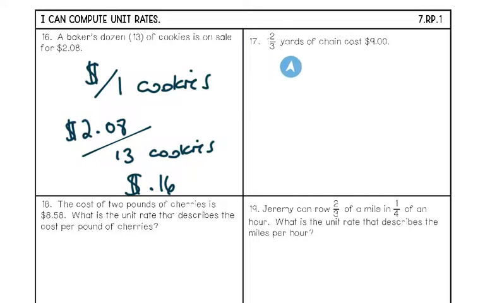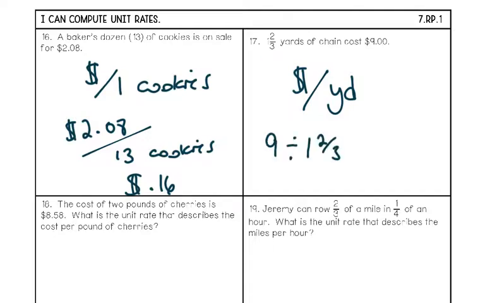It says 1 2/3 yards of chain costs $9. We want to know how much 1 yard of chain costs. So we do dollars per yard. So we take our dollar amount, 9, divided by the 1 2/3. I'm going to do this without a calculator. This is how I'd set up my problem, but I never ever divide fractions, and I don't work with mixed numbers. So I'm going to start by making this mixed number an improper fraction. So 3 times 1 is 3, plus 2 is 5. So I have 9 divided by 5/3.